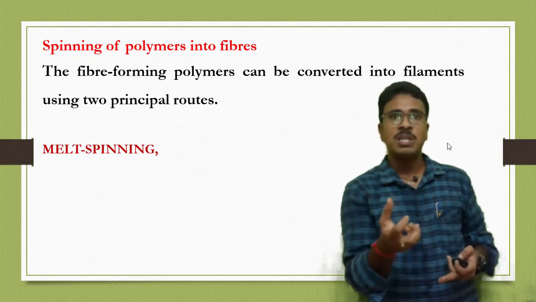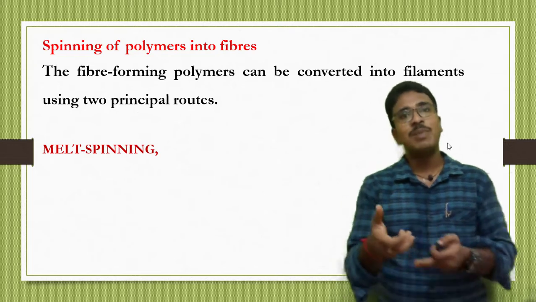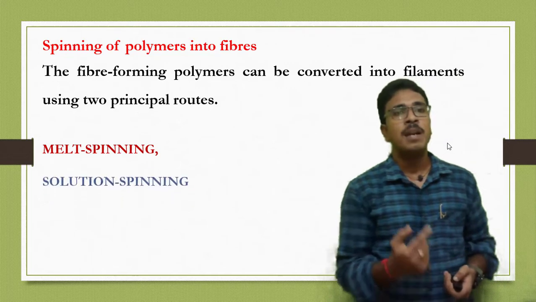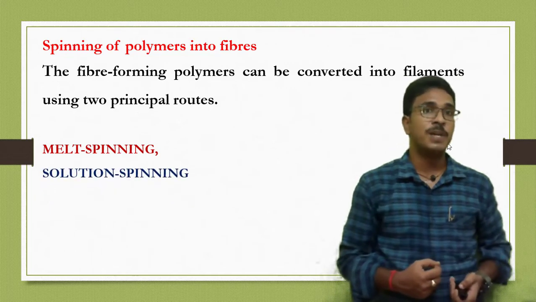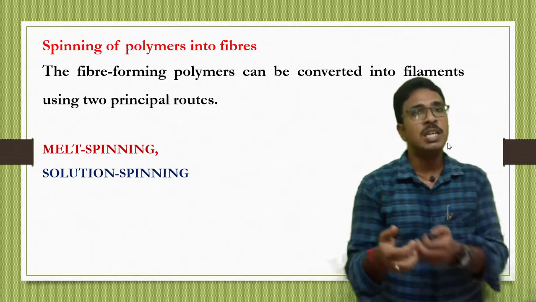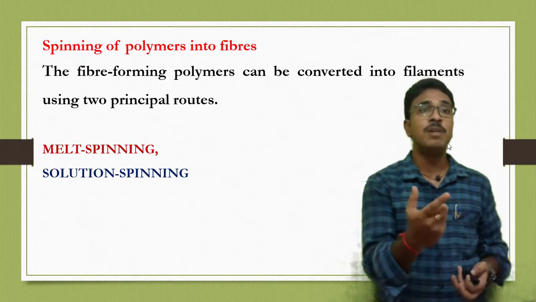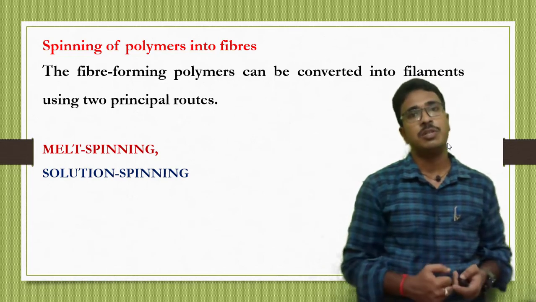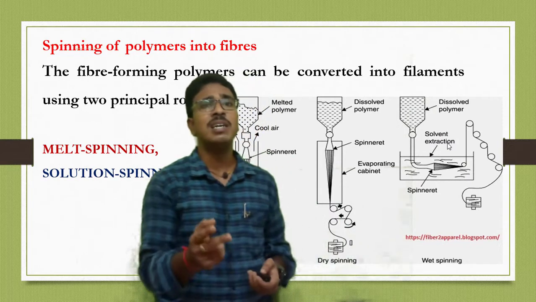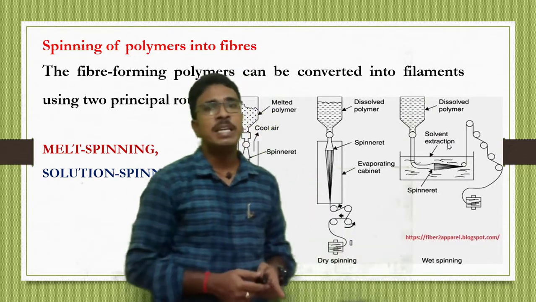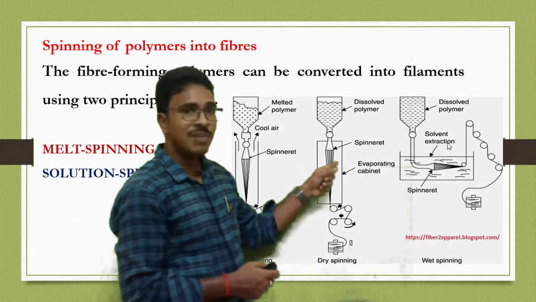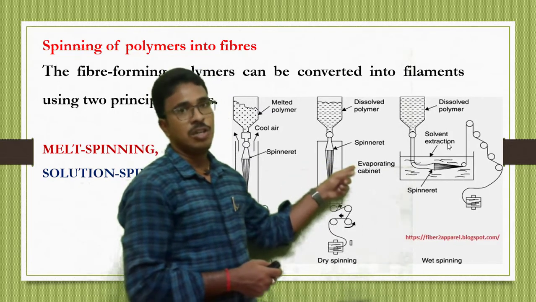Now, whatever the molten solution we are getting, with that we are producing continuous length of yarn. That is called melt spinning. Now the second one is solution spinning. The name itself you can easily understand, where we are producing continuous length of yarn with the help of a highly viscous solution. Okay. Now you can see there are three different spinning techniques in the image. The first one is melt spinning, the second and third ones are solution spinning.